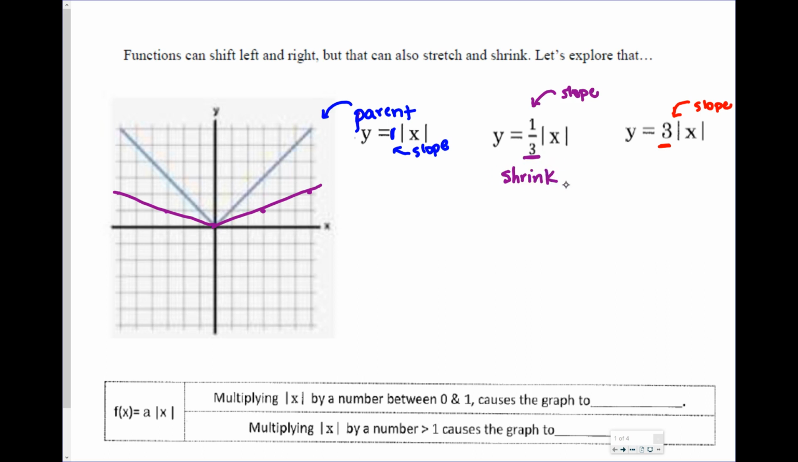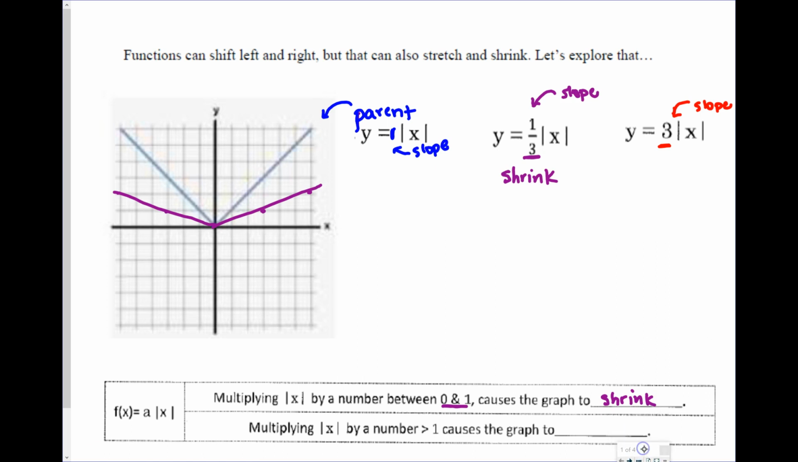And this is going to be true anytime the number is between 0 and 1. So anytime the number in front of the x is between 0 and 1, it causes the graph to shrink. You almost want to think of it as getting shorter, like you're squishing it, right? Because it's getting flatter, so it's shrinking down.